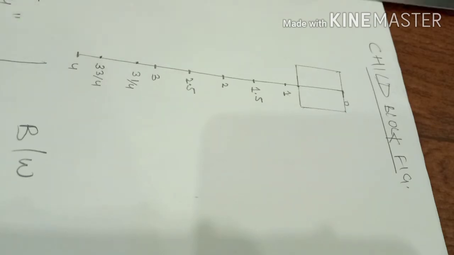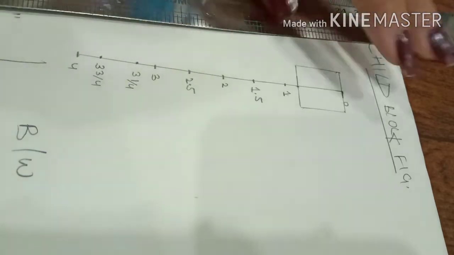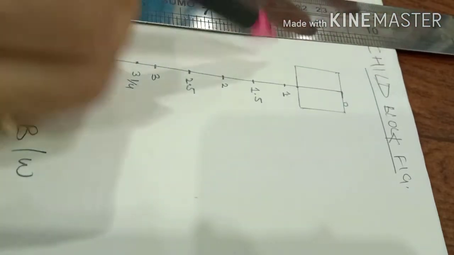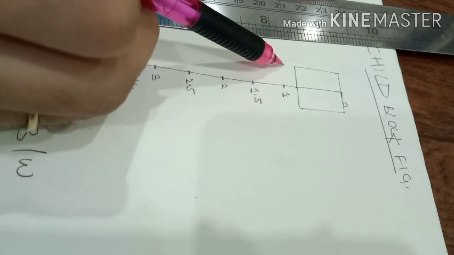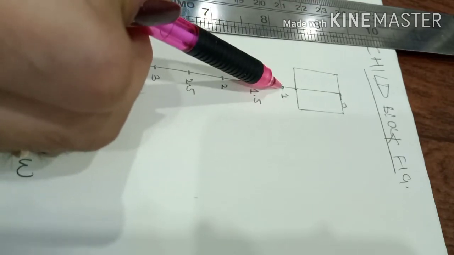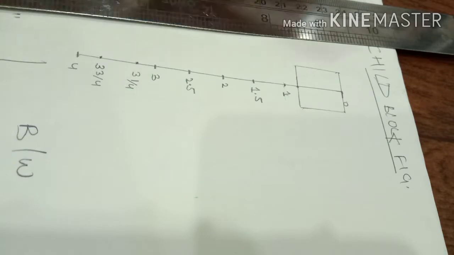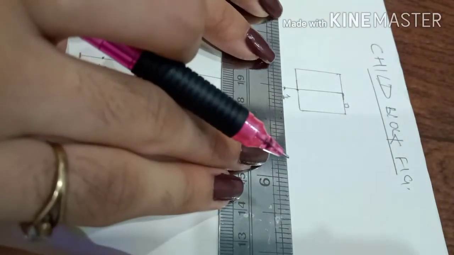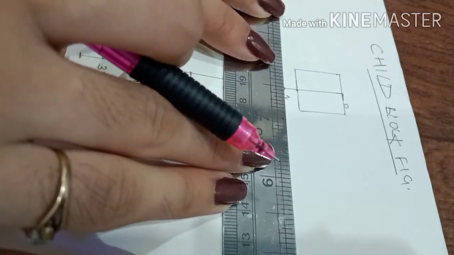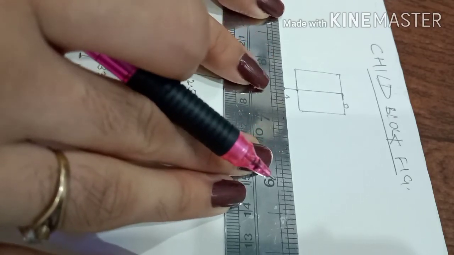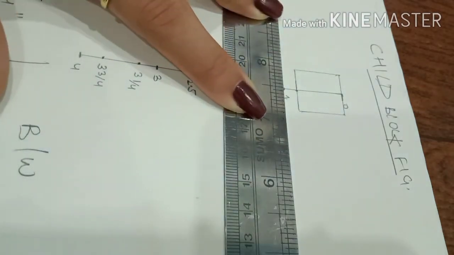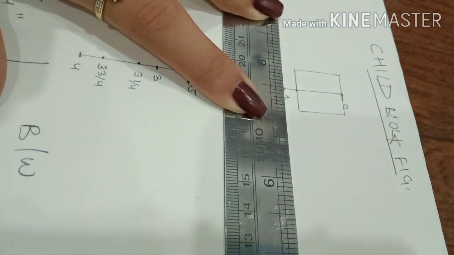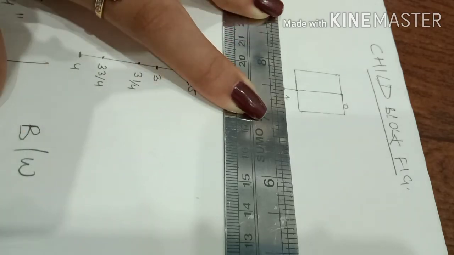Next, the shoulder. The length of the shoulder is 1 inch, which means 0 to 1. It is the 1 point. Then we will mark the shoulder line here. The shoulder width is also 1 inch. That means we will mark the shoulder on point 1: 17 lines, 8 on one side, 8 on another side, and 1 in center.